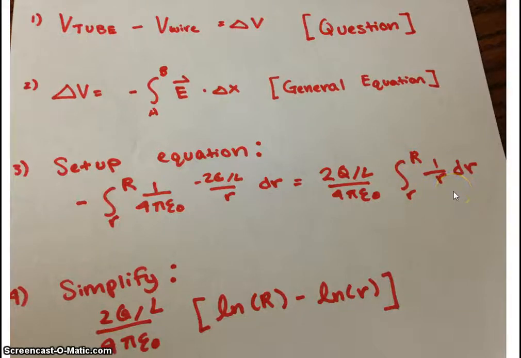So after we simplify that and we take the integral, we know that the integral of 1 over r is ln of r. And so since it's from small r to big R, after we simplify it and pull out the constant, we're left with ln of big R minus ln of little r. And that's it.